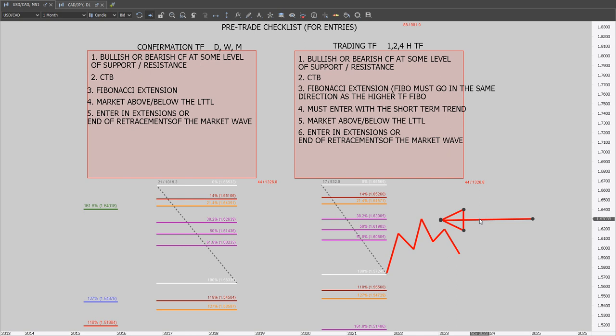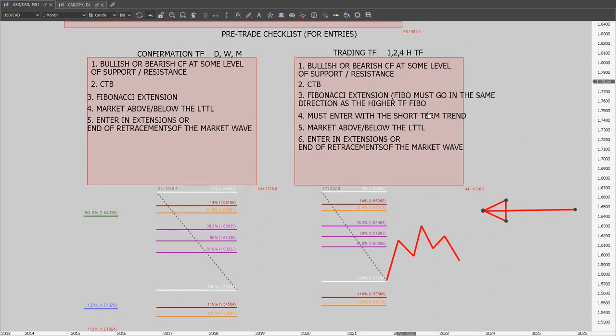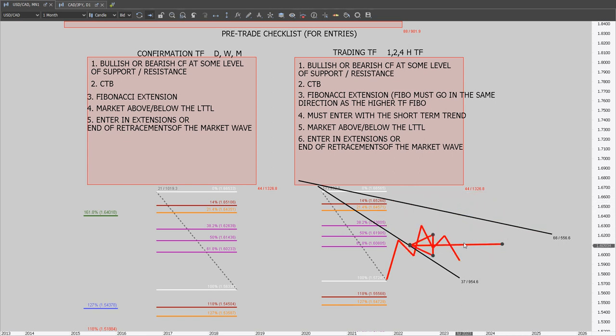Great question. I'm going to enter with the short-term trend, not against, right? I could write I'm not going to enter against the short-term trend, but I wrote I must enter with the short-term trend. Okay, so this is against, this is with. Number five, market above or below the long-term trend line. So the short-term trend line breaks doesn't affect me. Okay, so maybe we had an aggressive down trend line break, but in the long term we are still below the long term down trend line, so I'm going to short the market.